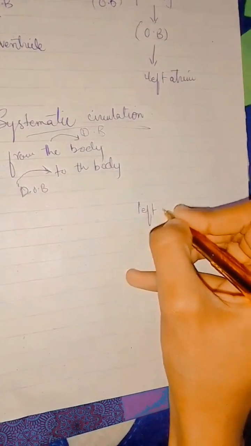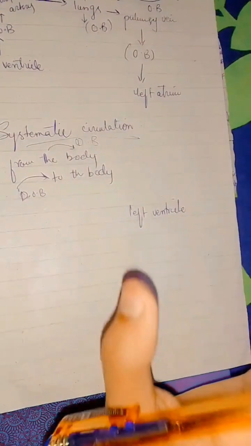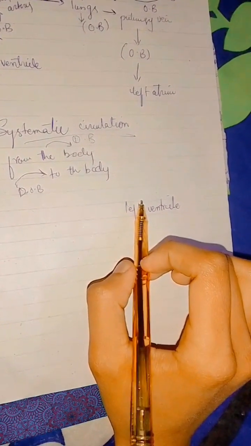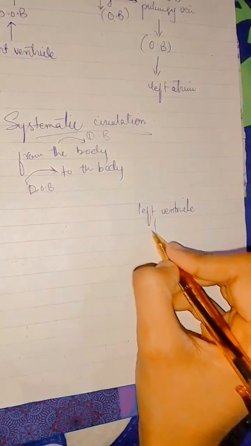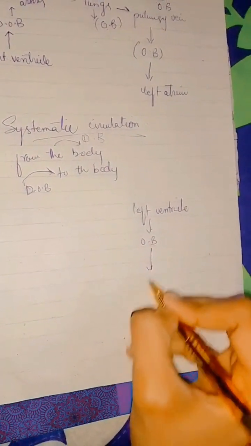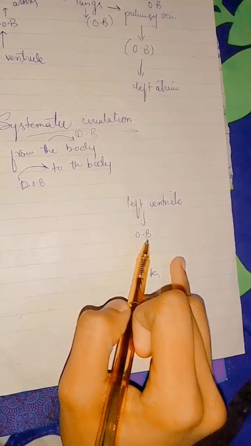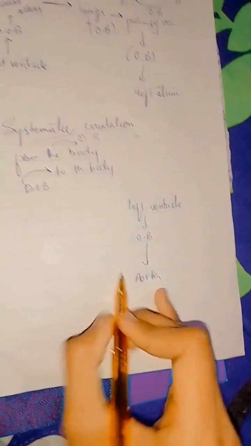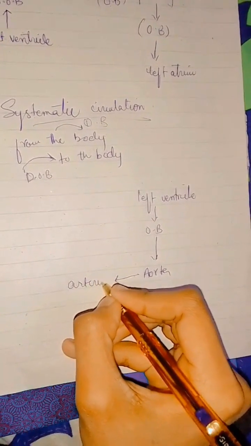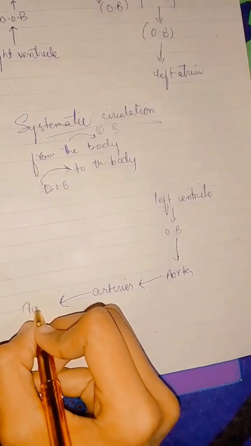First of all, the left ventricle. The oxygenated blood will be carried by the left ventricle. Then this oxygenated blood will move to the aorta, as we have studied there. From the aorta, the arteries will carry this oxygenated blood and provide it to the tissues.